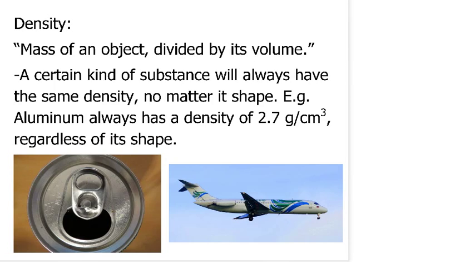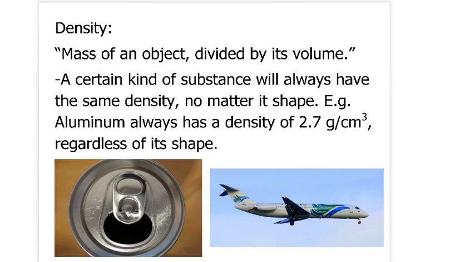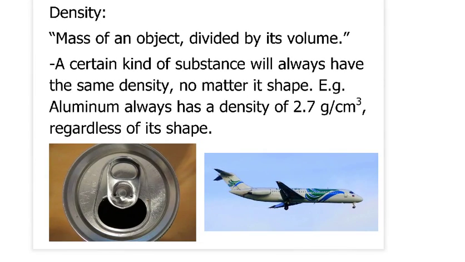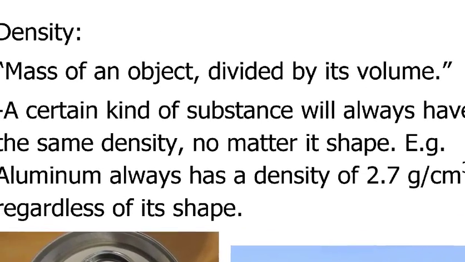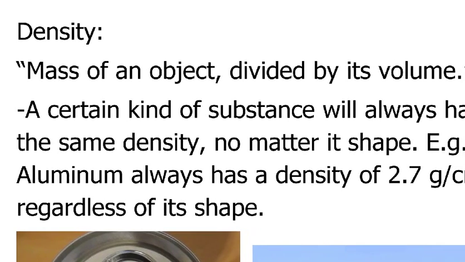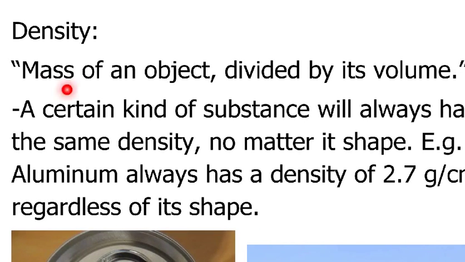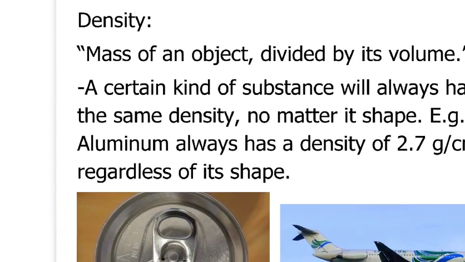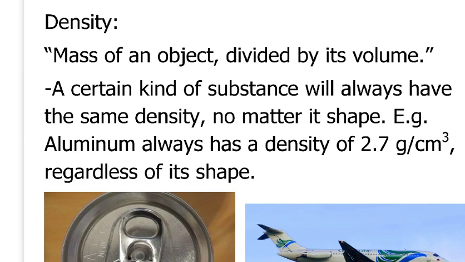Here we have density. So what is density? Density is basically a measure of the mass of an object divided by its volume. So you've got mass and you divide by volume. We were just talking about what mass is. Volume is basically how much space a thing occupies.